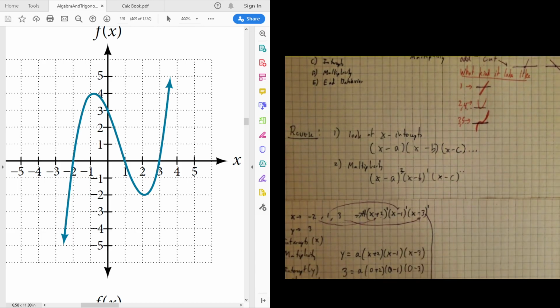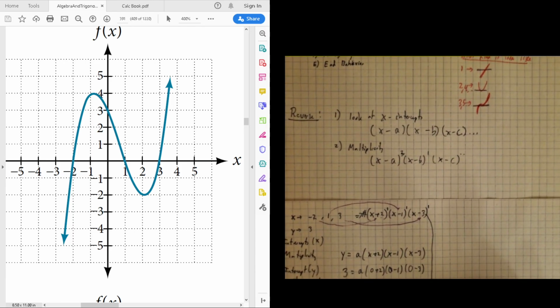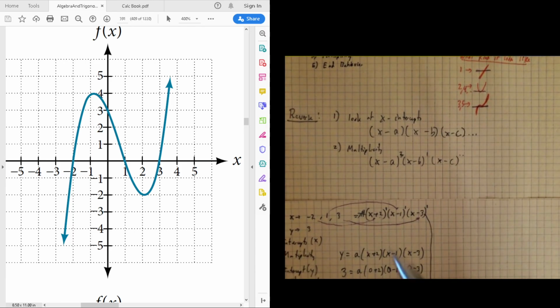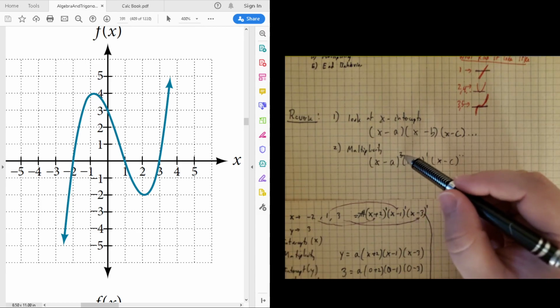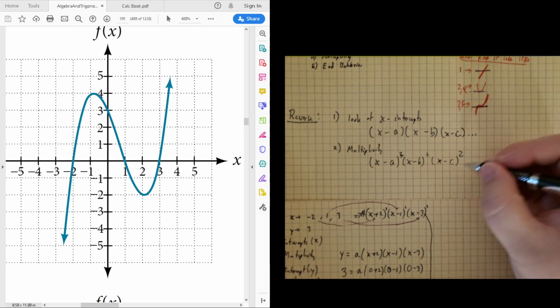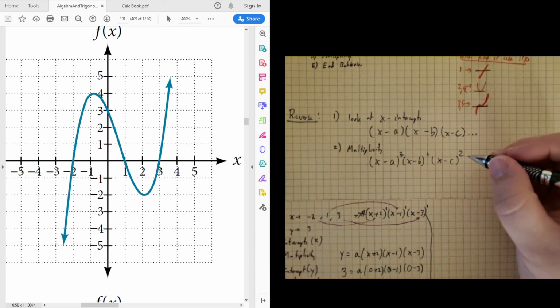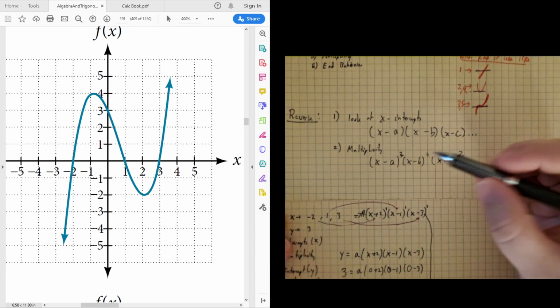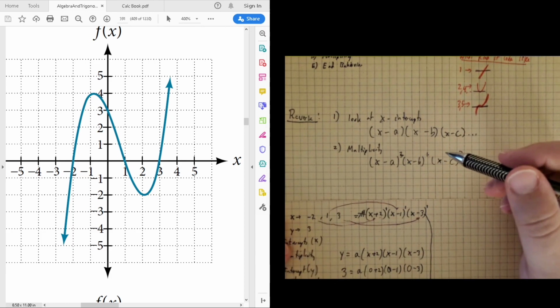It's always possible that they've given you everything you need. You just need to look for it. If it looks like it's going through and it's aligned, then it's going to be a power of 1. If it looks like it's going through and it's bouncing, then that's a power of 2 or possibly even a power of 4, but usually a power of 2. And in here, a power of 3.